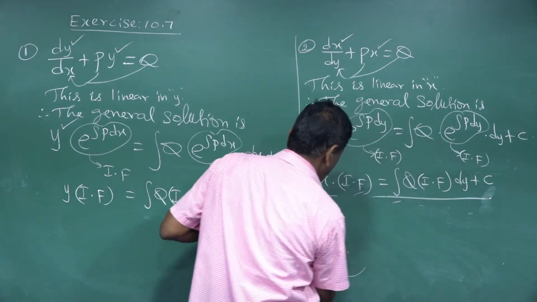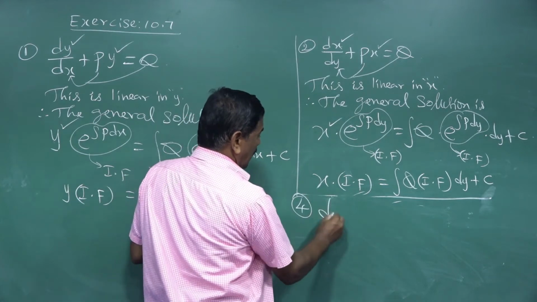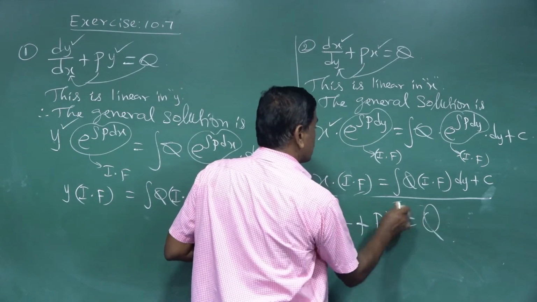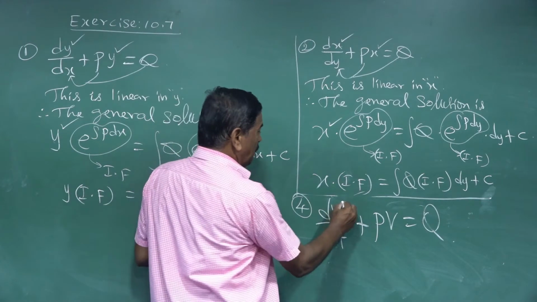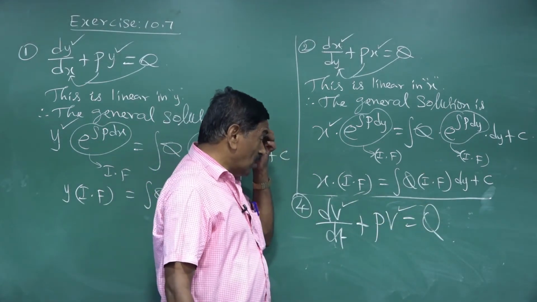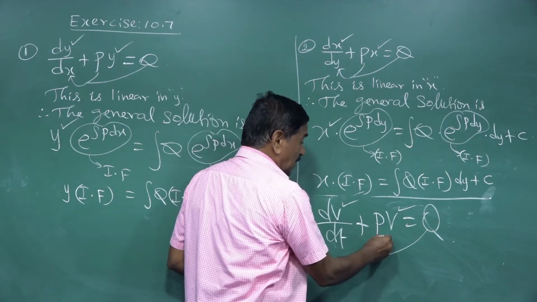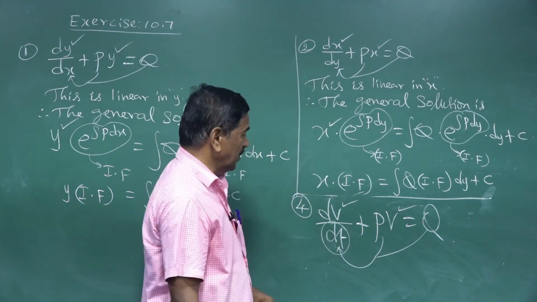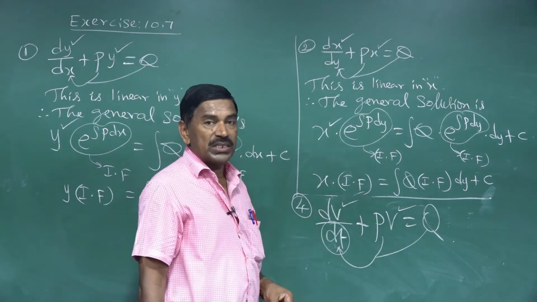Okay. Listen, suppose the next model. Suppose the question is dv by dt plus pv is equal to q. Suppose the question will be of this form. Here, the differential of v means again only one v. Now here the v coefficient and the q are all functions of t. This is linear in v.